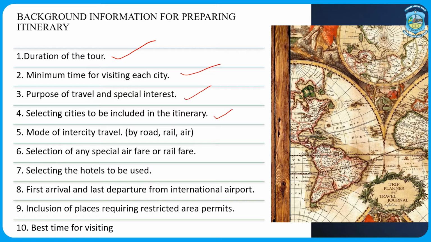Then you have the mode of intercity travel. Within the city, what are the different modes you are opting for? For example, if you are going to Rajasthan, you will definitely have a camel ride or camel safari. This is important, which you cannot find in other places. So what is the mode of transportation you are using or you want to enjoy?